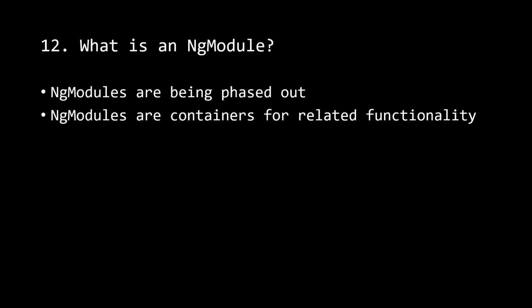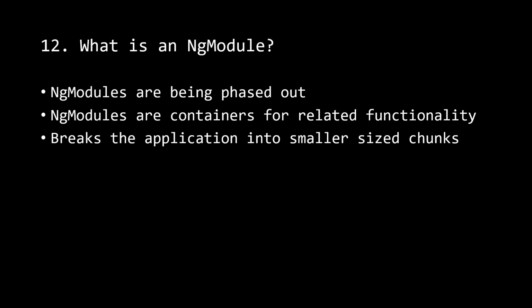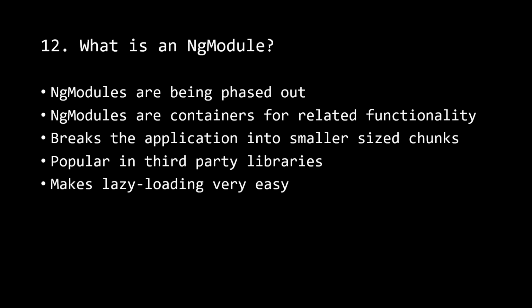You can think of ng modules as containers for related functionality. They break out our applications into smaller and more manageable chunks. For example, a CRM application might have modules for customer management, contact management, and sales. They're also very popular in third-party libraries like ng Bootstrap or PrimeNG. In those libraries, typically there are different modules available for each control. That's good for us. It allows us to pull in and use only what we need. And I think the same should go for the modules that we write.